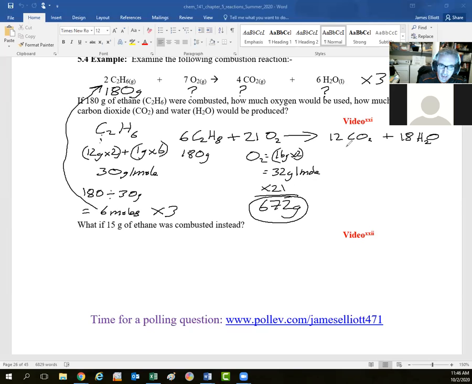For the carbon dioxide, it's 12 grams for carbon, 16 grams for oxygen times 2. So 1 mole becomes 44 grams. Our target is 12 moles. Let's see, 10 would be 440 plus another 88. So 528, I think that is.